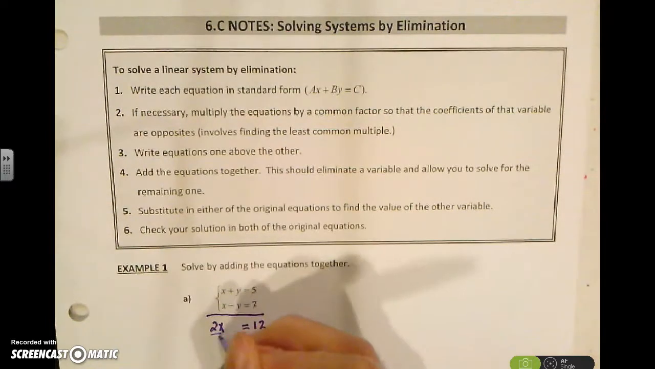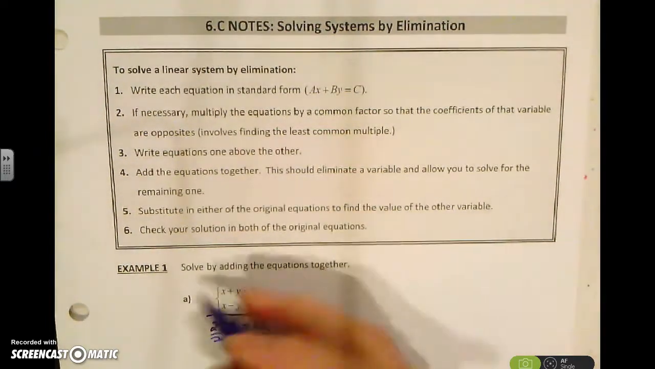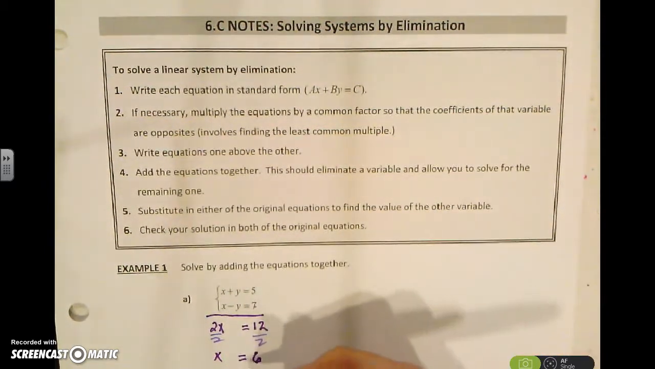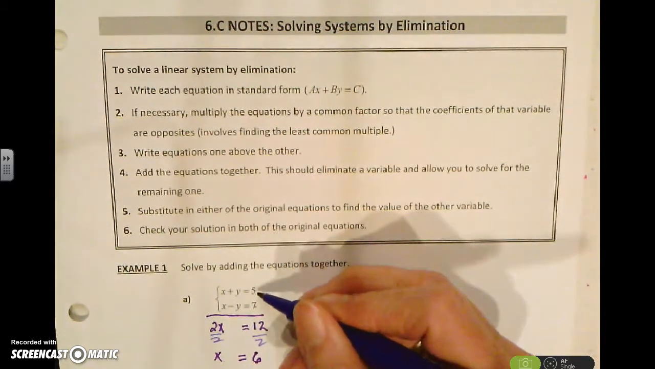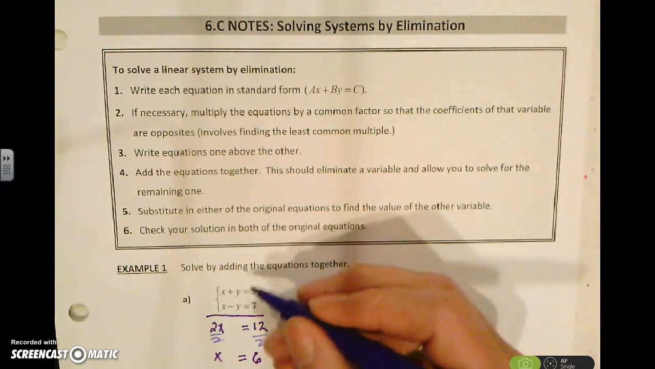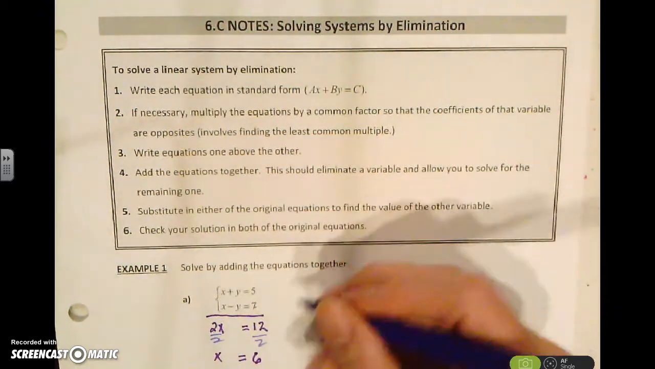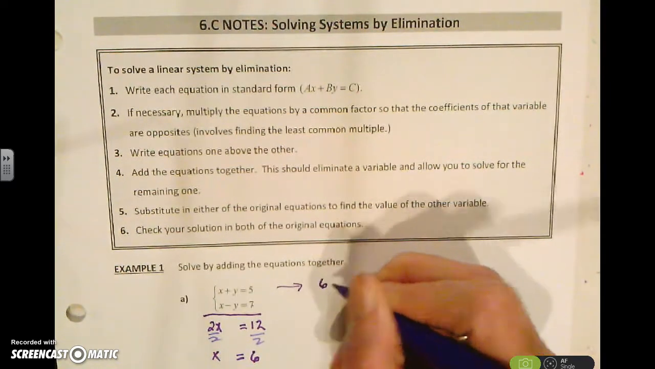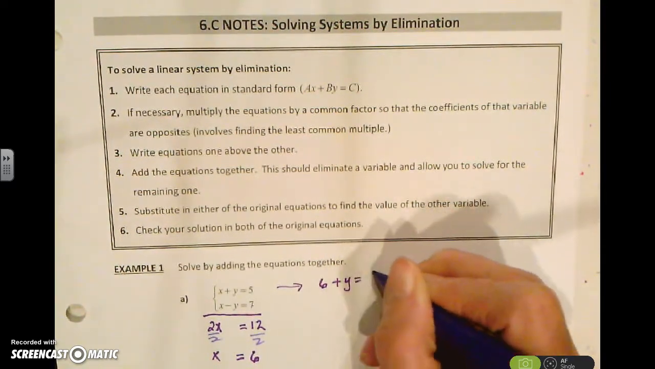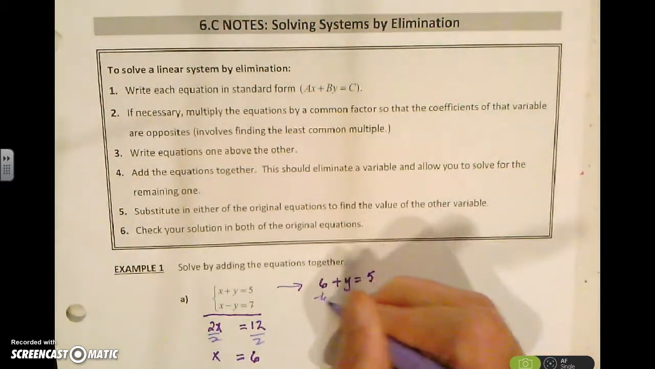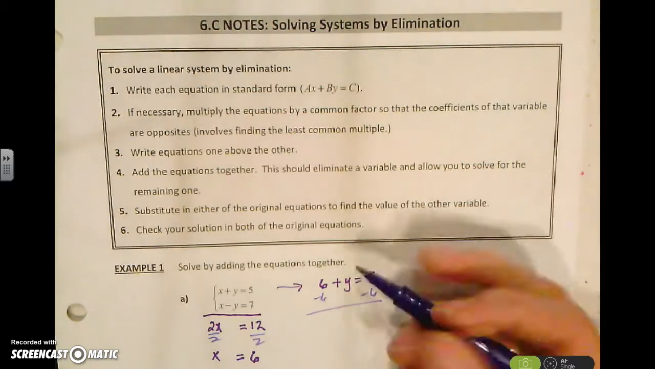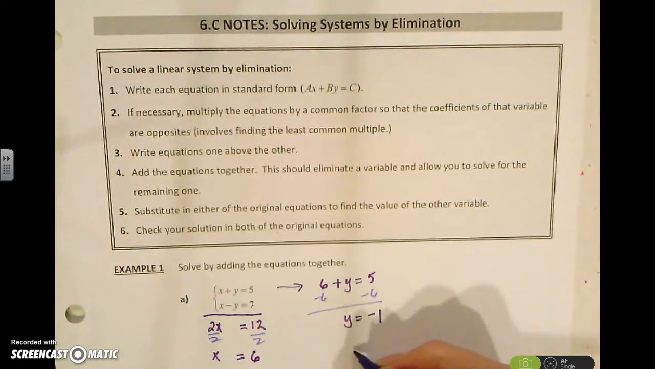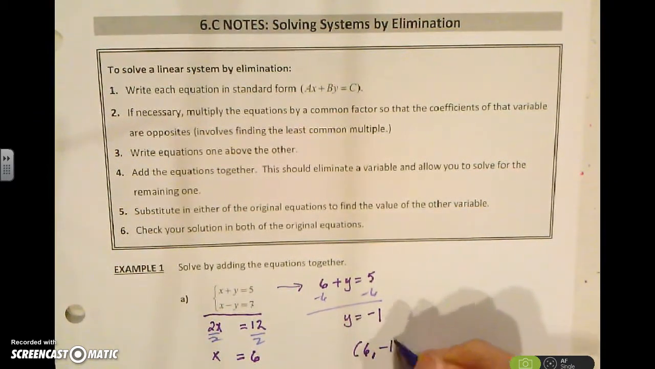So now I'm going to divide both sides by 2, and I'm going to come up with that x is equal to 6. Once I find that x is 6, I can plug it into either one of these equations. It doesn't matter. Pick the easiest one, but they both look easy. So I'm going to put 6 in for x in the first equation. So I'm going to have 6 plus y is 5. Then I'm going to subtract 6 from both sides, and I'm going to come up with that y is equal to negative 1. So my solution then is going to be 6, negative 1.